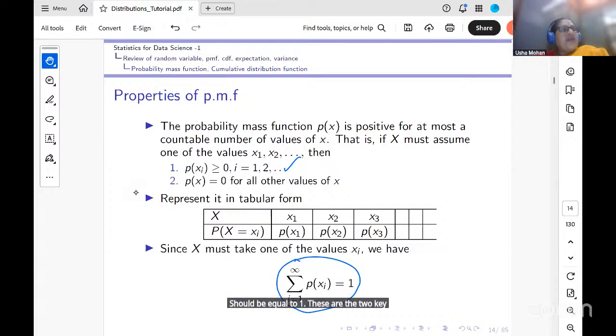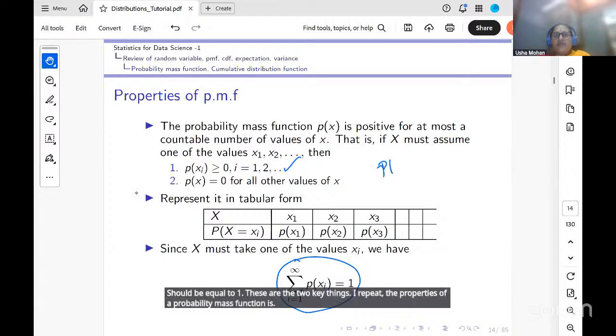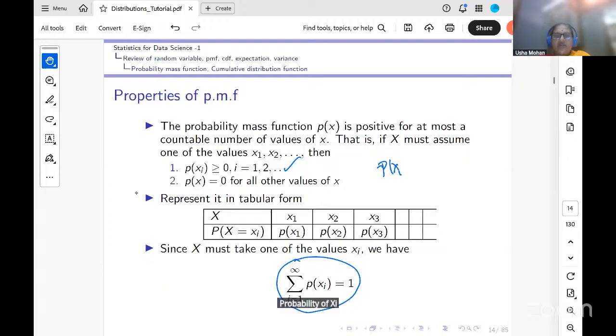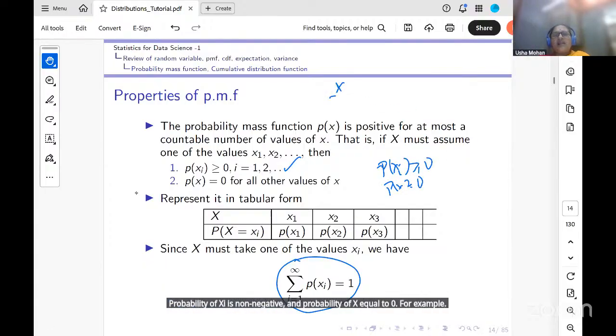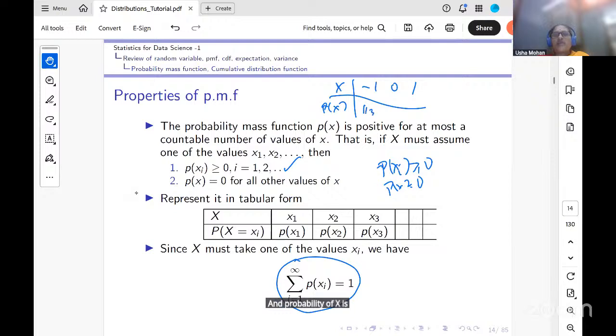I repeat, the properties of a probability mass function: the probability of xi is non-negative, and the probabilities sum to 1. For example, let's take X, which is taking the value -1, 0, 1, and the probability of X is 1 by 3, 1 by 3, 1 by 3. Is it a probability mass function?